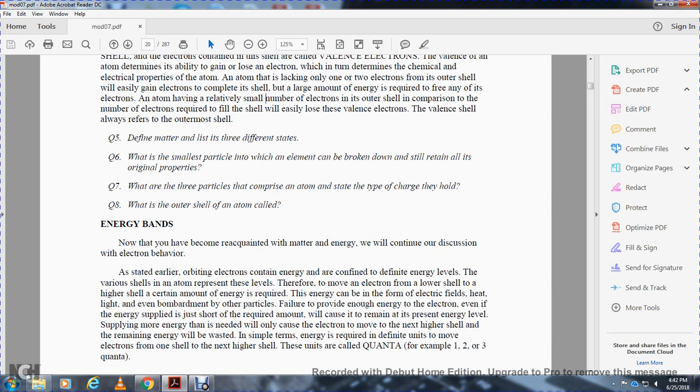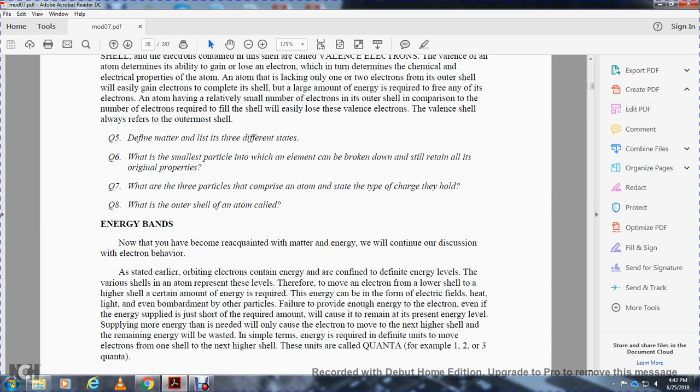The energy may come in the form of electrical fields, heat, light, and even bombardment by other particles. If the energy supplied is short of the required amount, the electron will remain at its present energy level. Applying more energy than needed will only cause the electron to move to the next higher shell, and the remaining energy will be wasted. Energy is required in set units to move electrons from one shell to the next higher shell.